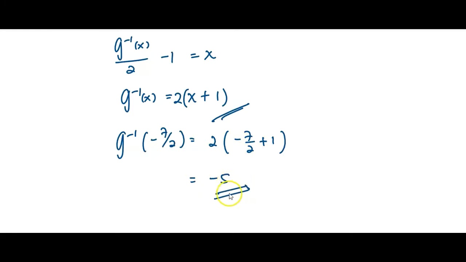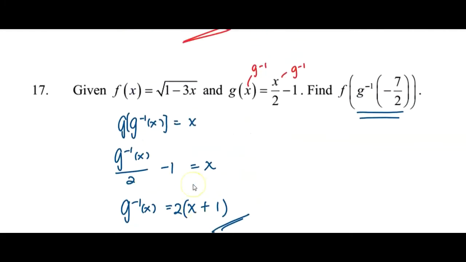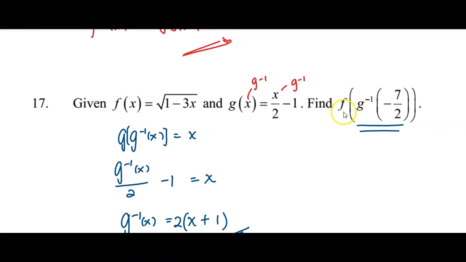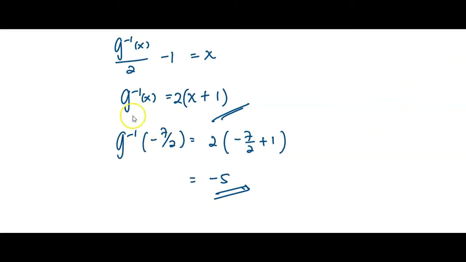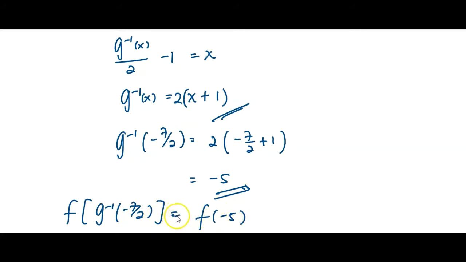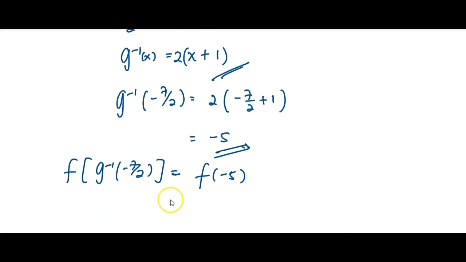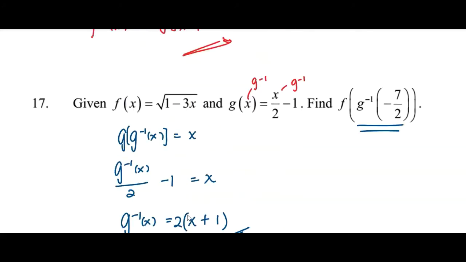Once you get this, now the question is asking for f of g inverse of negative 7 over 2. We already got it that the g inverse of negative 7 over 2 is equivalent to negative 5. So f of g inverse of negative 7 over 2 will be equivalent to f of negative 5. And now to get f of negative 5, I'm going to put the negative 5 into the x.